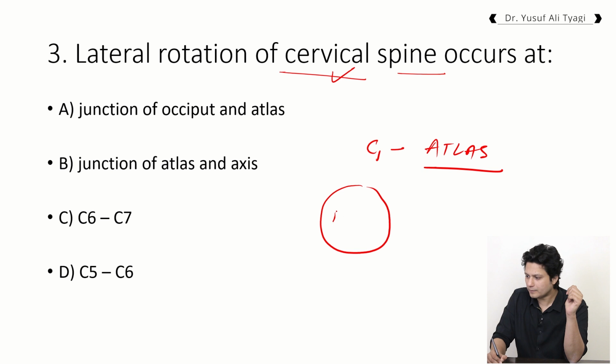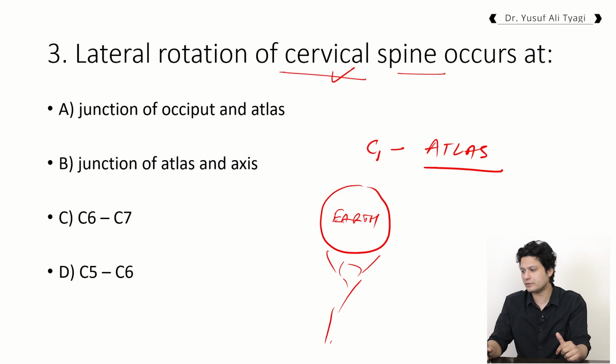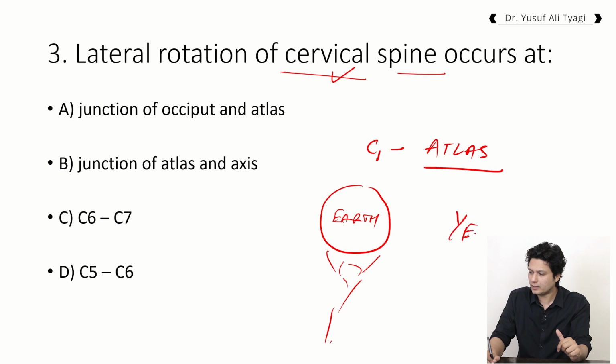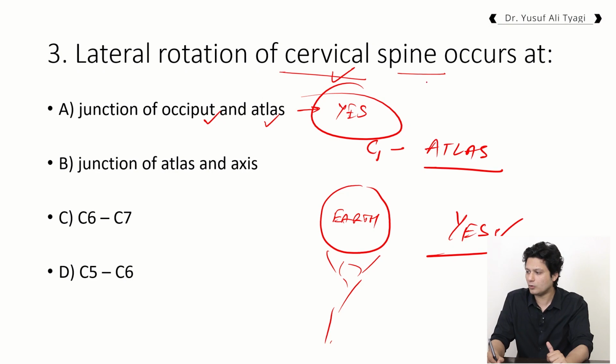Like if this is the earth and Atlas is holding the earth, if you remember, Atlas at the time of bearing the weight of the entire earth is bending the neck forward. That means the yes movement is bending the neck forward, the no movement is lateral deviation. So the yes movement occurs at the junction of occiput and Atlas. That means forward movement or forward flexion, also known as nodding, N-O-D-D-I-N-G.